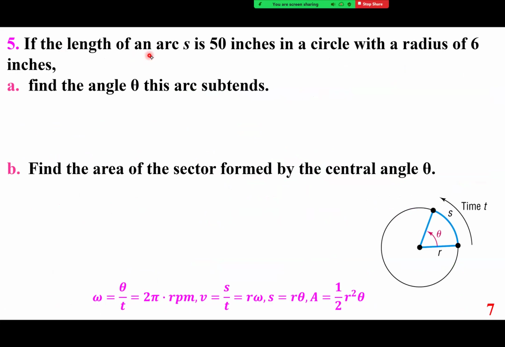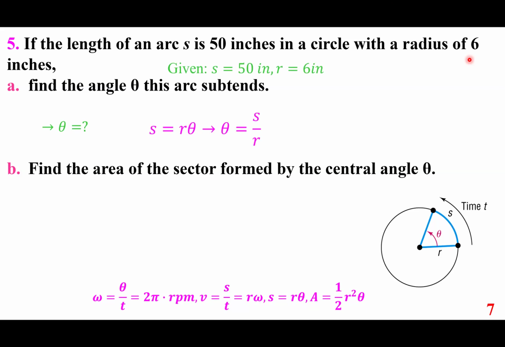If the length of an arc S is 50 inches in a circle with a radius of 6 inches, find the angle theta this arc subtends. So what is given? S is 50 inches. Radius is 6. So S and R are given. And we know S equals R theta, and theta is missing. So what do? Theta is S over R. Theta is S over R. And that makes it 50 over 6. 25 thirds radians.